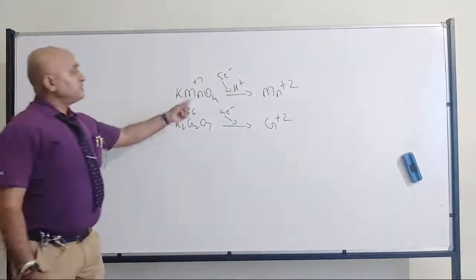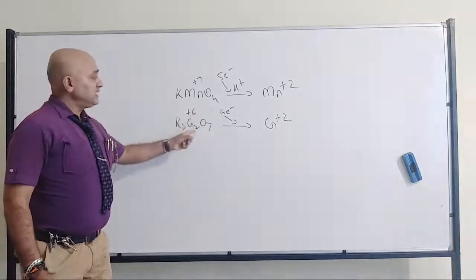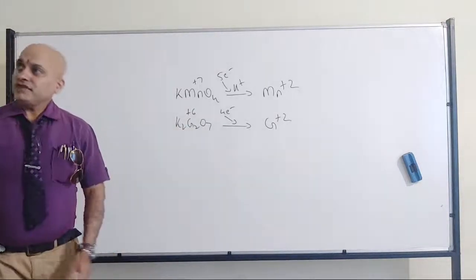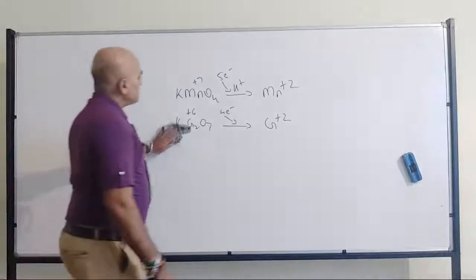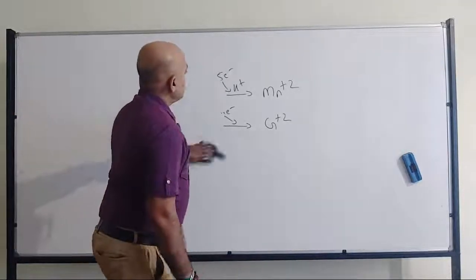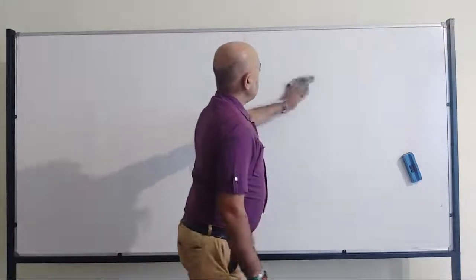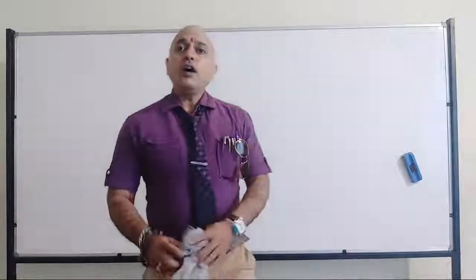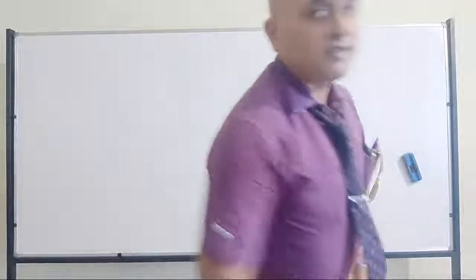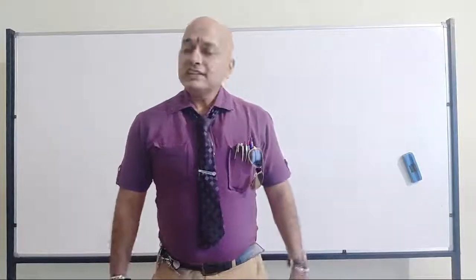That is because of the manganese. Here it is chromium. Fine. So that's why. But otherwise, both will be considered as strong oxidizing agents only. Okay, both will be considered as strong oxidizing agents. Okay. So any other doubt?